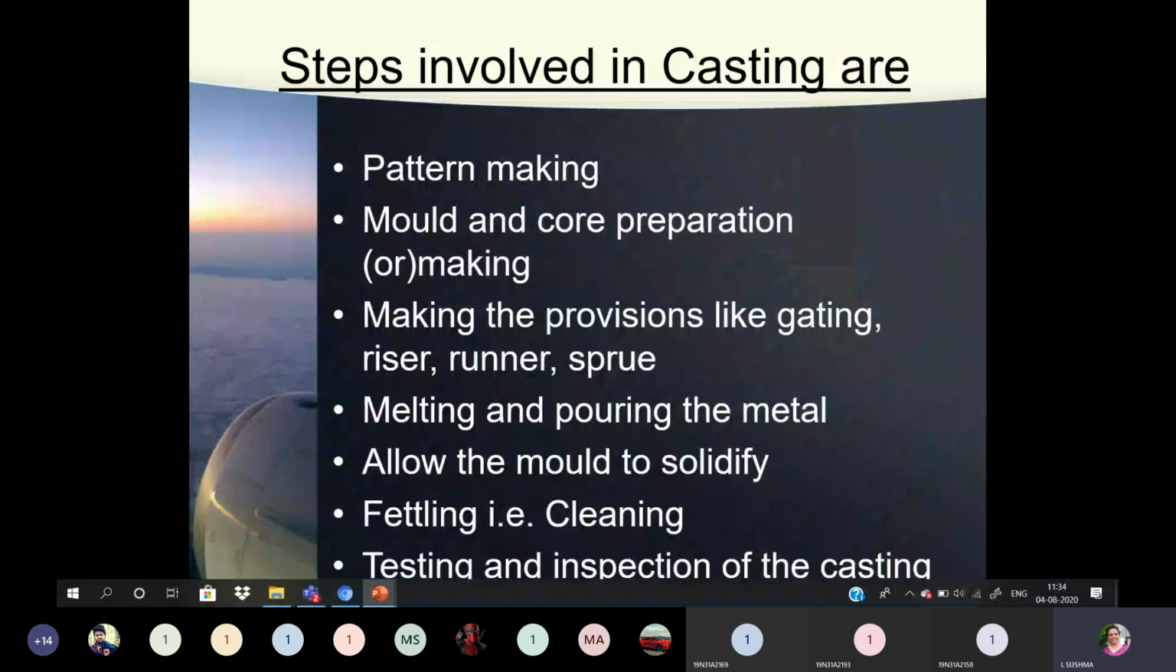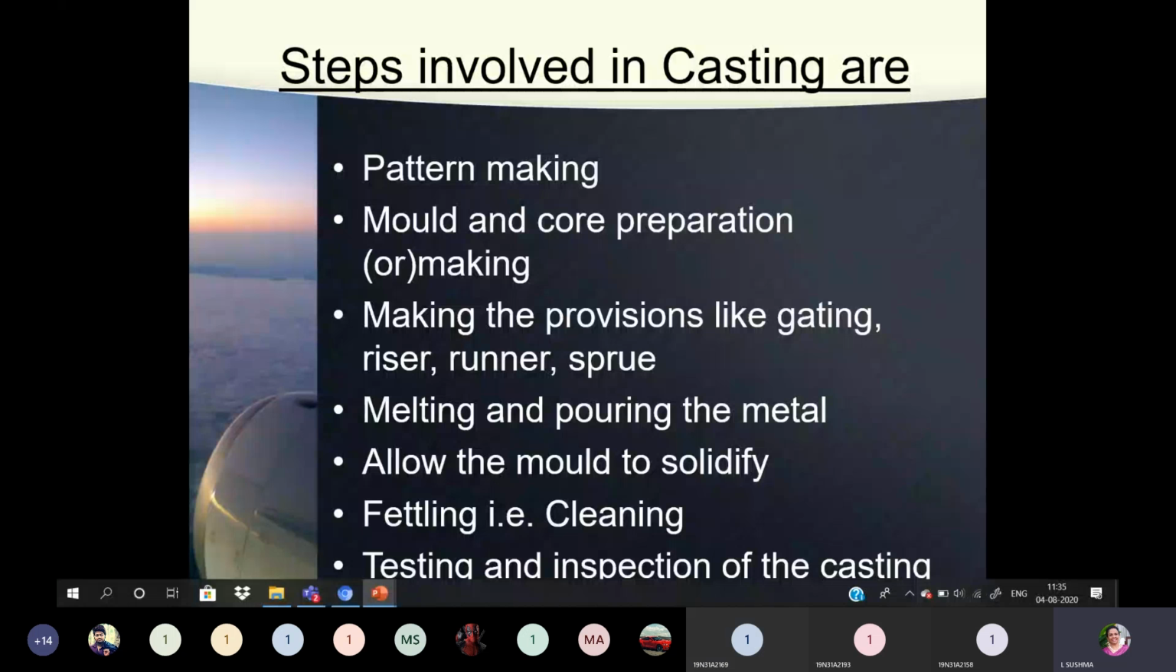Okay, so what are the steps involved in casting? First, whatever you want to make, you need a pattern. For example, whatever object I want, I'll prepare a pattern of it. Because without a pattern, I will not get the mold and I will not get the shape. So the first step is pattern. You have to make the pattern.